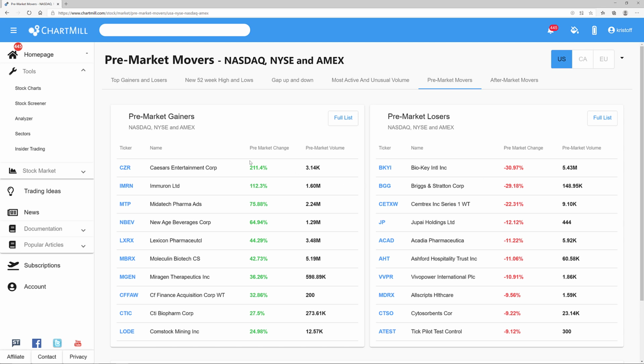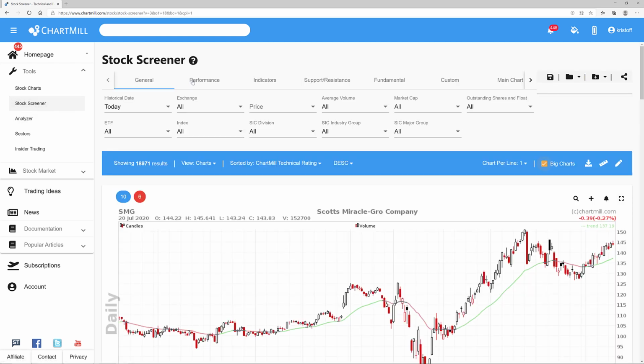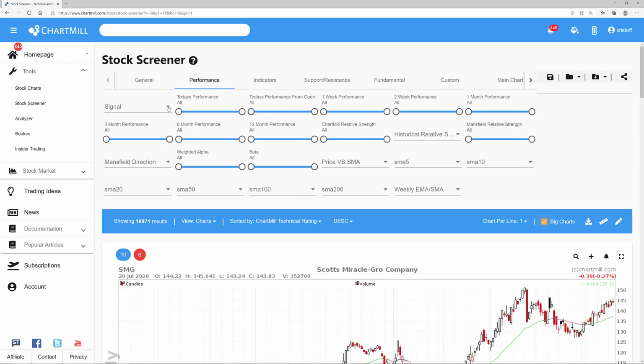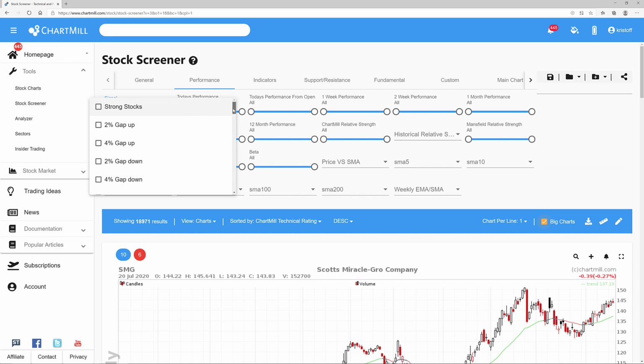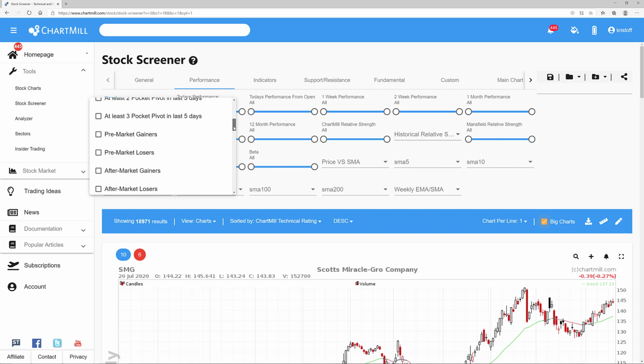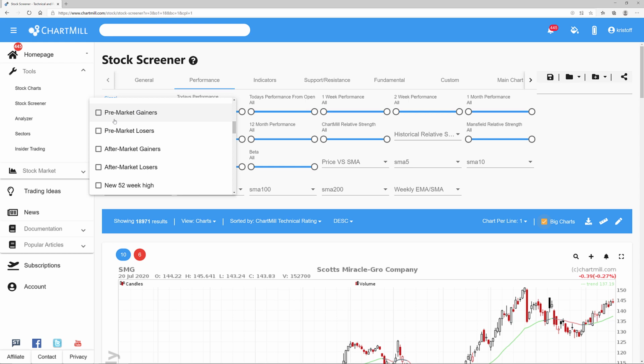So let's start with the predefined basic screens that you can use in the platform. In the stock screener, on the performance tab, under the signal tab, there are 4 predefined filters available. Note that these screens will only give results during the extended hours. Normal opening hours for the major exchanges in the US are from 9:30 a.m. until 4 p.m. and the pre-market goes from 4 a.m. to 9:30 a.m. The aftermarket hours run from 4 p.m.